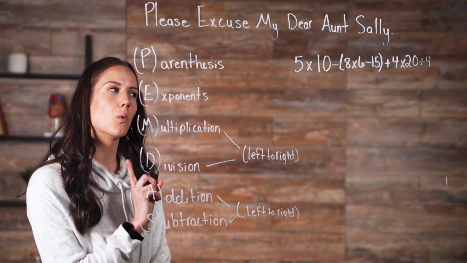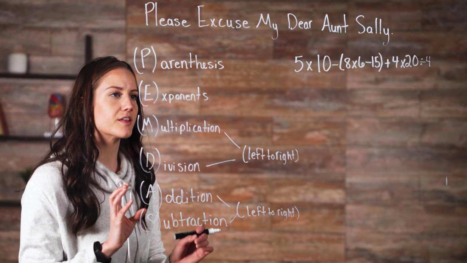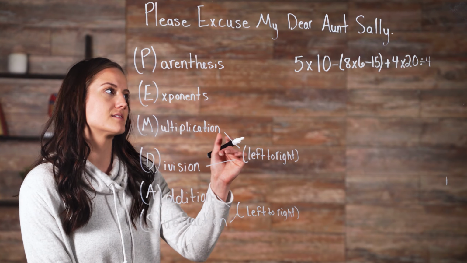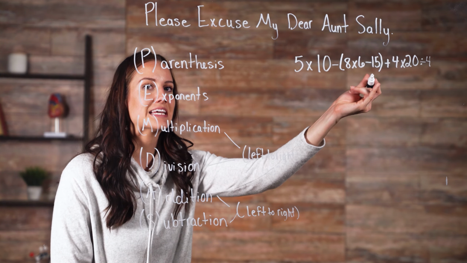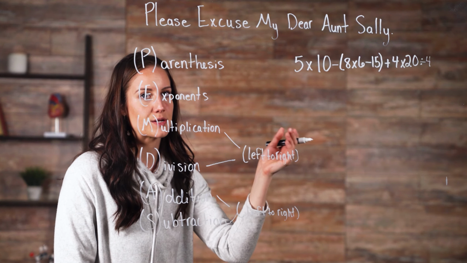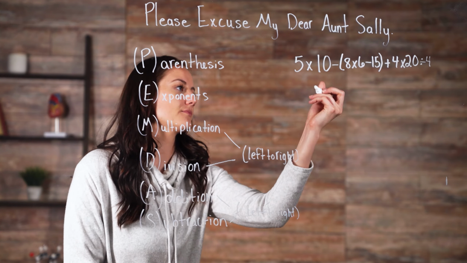Remember the order. What do we do first? The number inside the parentheses. So 8 times 6 is equal to 48. Then we subtract 15, and that gives us 33. Here's how the problem looks now.